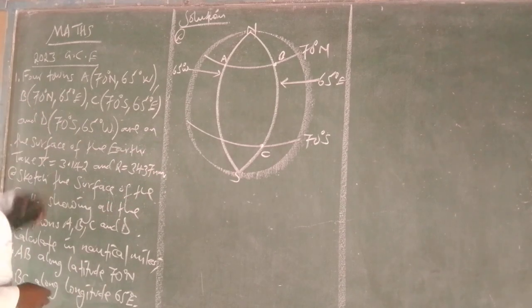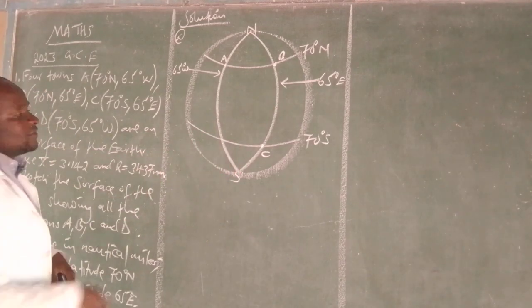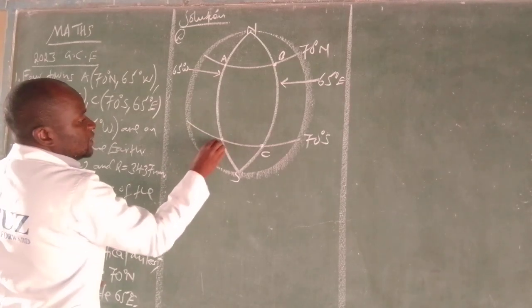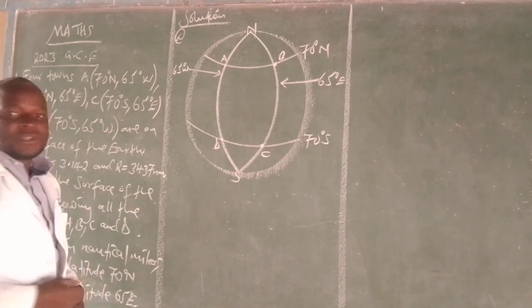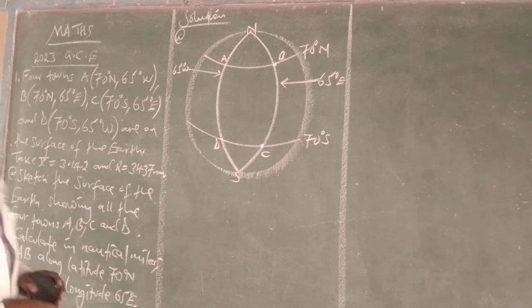Then point D is on 70 degrees south, the same latitude, and longitude 65 degrees west. So D is coming right here. So by doing so, it simply means we have answered question A.